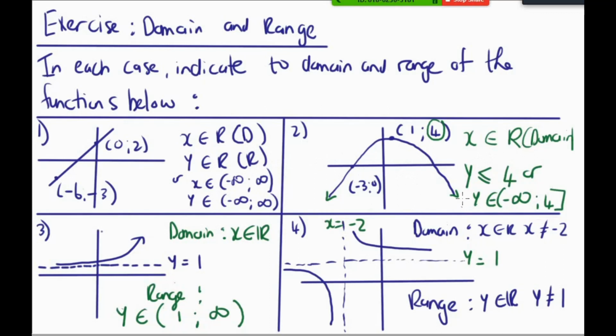We say that for parabolas, normal parabolas, that would be the case. Not for your inverse functions though. And then you'll see that your range is basically, the highest it goes to is 4. So y is less than or equal to 4, and we can either write it like this, or we can say that y is an element of negative infinity to 4.